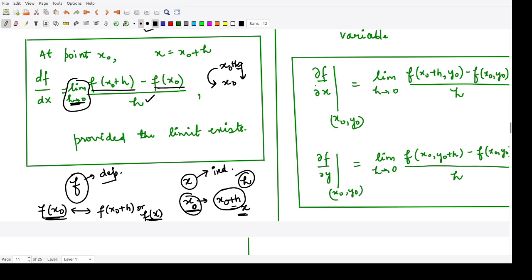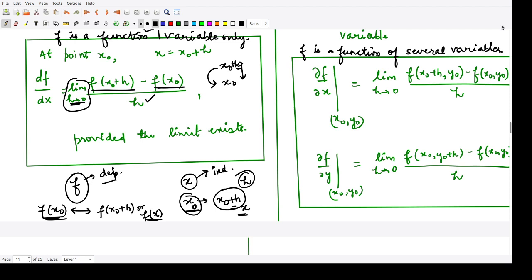Okay, so now, moreover, this function f is a function of one variable only, whereas in partial derivatives the function f is a function of more than one variable, or several variables. You could have 2 variables, 3 variables, 4 variables, n variables, as many as you would like to have. So here suppose I am taking the 2 variable case. In that case this f is a function of x and y.